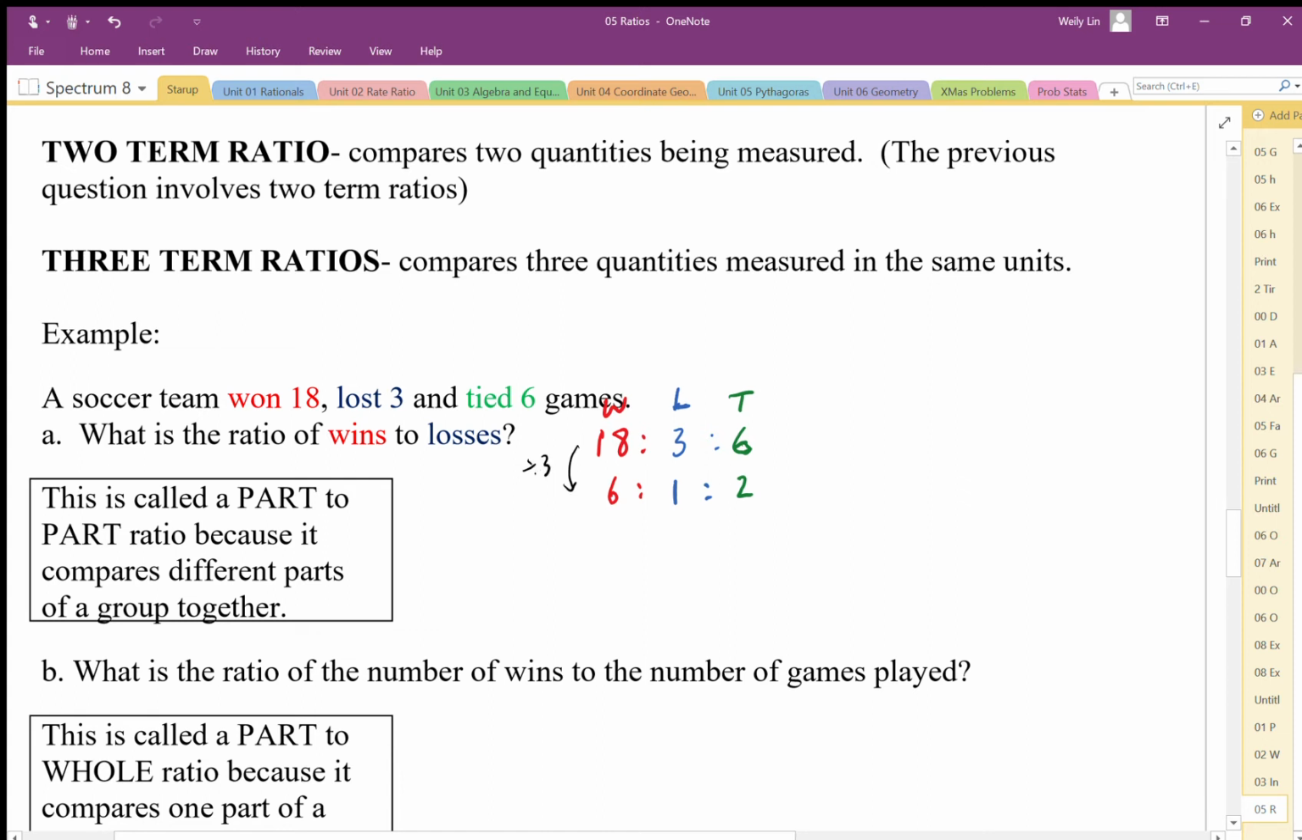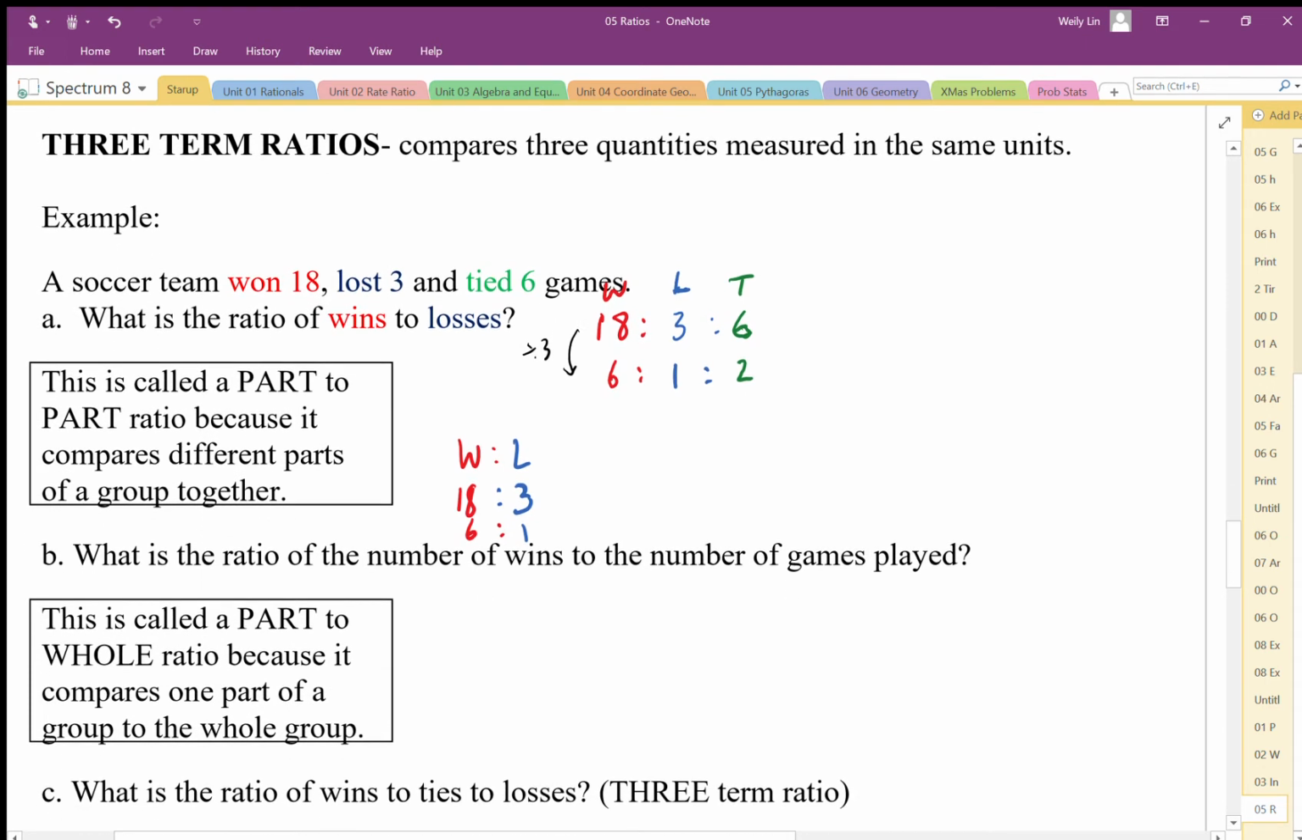So we can write our wins to losses as 18 to 3. So our win to loss ratio is going to be 18 to 3, or 6 to 1. So for every 6 wins, we have 1 loss, which is a pretty good record. And this is a part-to-part ratio.